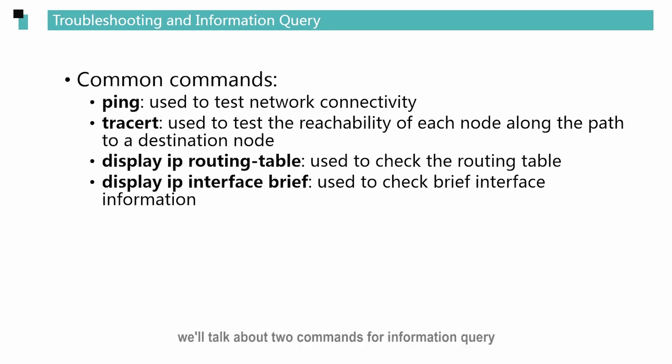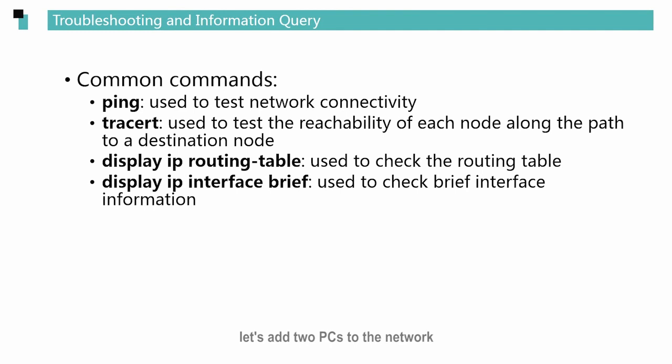Next, we will talk about two commands for information query. To check the routing table, run the display ip routing-table command. To check brief interface information, run the display ip interface brief command.